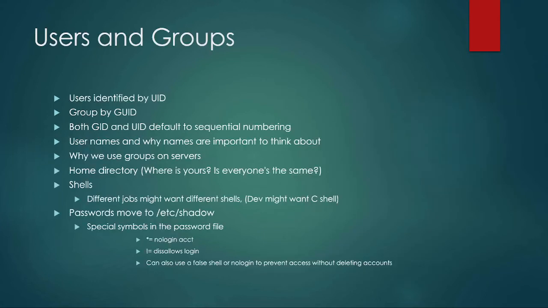Next, we can start looking at some users and groups. Now, users are identified by a UID. Groups are identified by a group ID. These will default to sequential numbering. We want to think about why we use groups, what usernames are, and we need to think about what names are on the server and how we are setting up those names.